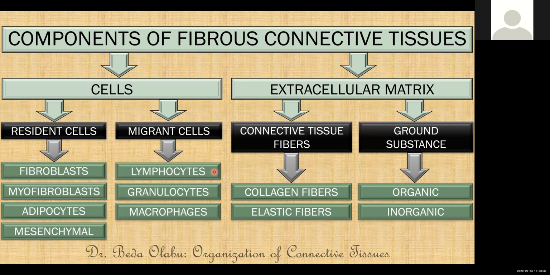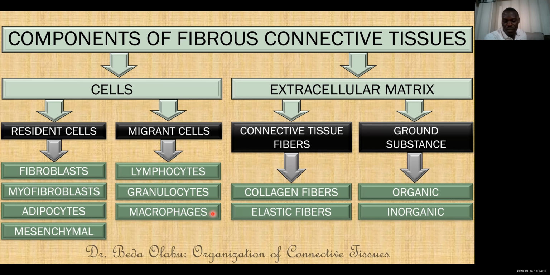There are different varieties of macrophages in the body. We name them according to where they are found. The macrophages that are found in fibrous connective tissues are known as histiocytes. Those are macrophages in fibrous connective tissue. There are many other types of macrophages. They go with different names depending on the tissue involved.